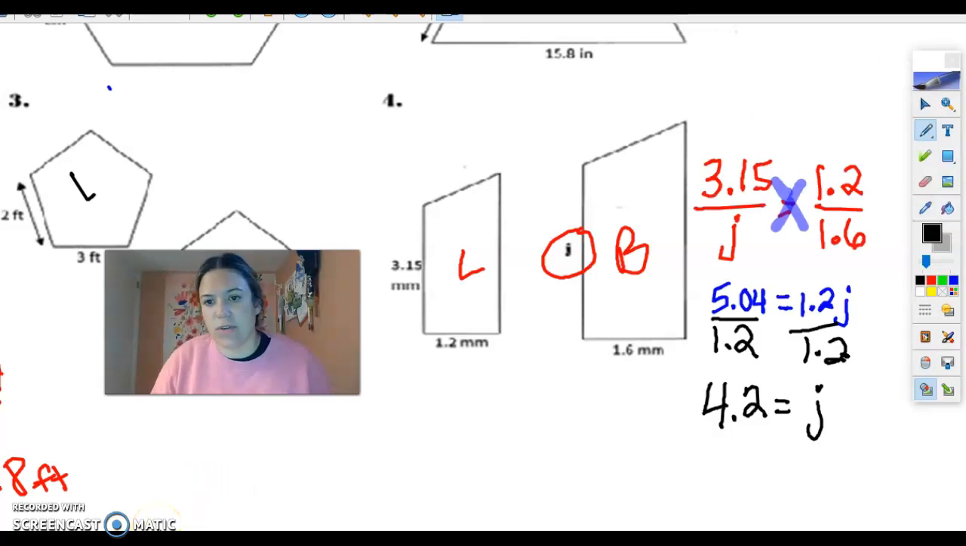Guys, check the answers. So that 3.15 matches up with the J, and the 1.2 matches up with the 1.6. And if you cross multiply them correctly and divide both sides by 1.2, J is 4.2 millimeters. So that's the length of that missing side. And these two figures are similar, so we know if we set them up as a proportion, we can find that missing side that way. All right, so that's how we can use proportion to find missing sides of similar figures.